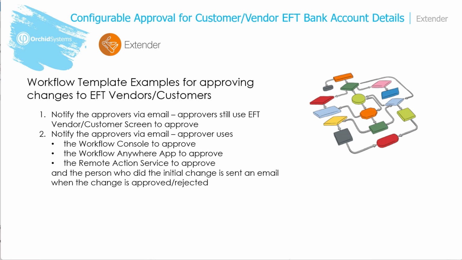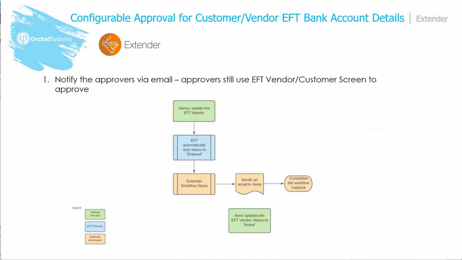And we're going to use EFT vendors in both instances, but the same process can work on EFT customers. In the first example, Nancy is going to update the EFT vendor. EFT will automatically set the status for the EFT vendor to entered, and the workflow template will automatically get started because the status has been amended, and it will send an email to Anne and then complete the workflow instance. When Anne receives the email, she'll go back to the EFT vendor screen and update the status to active.